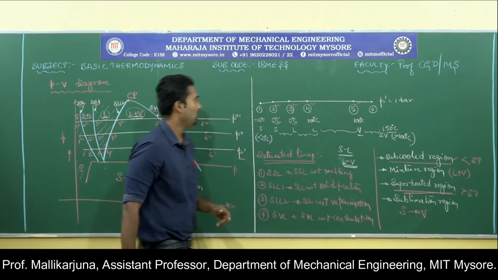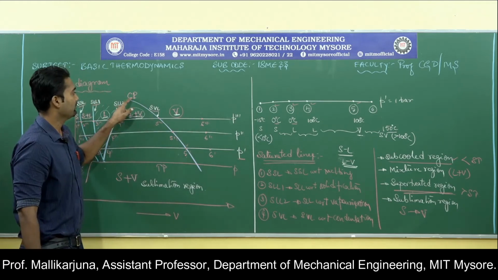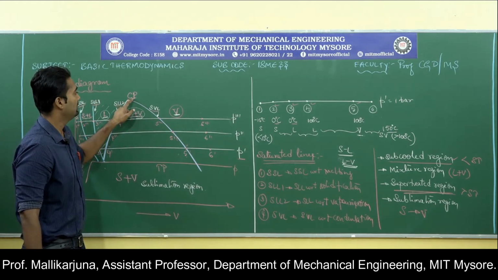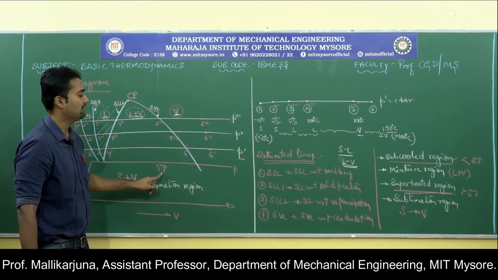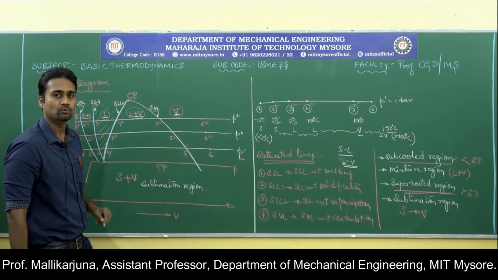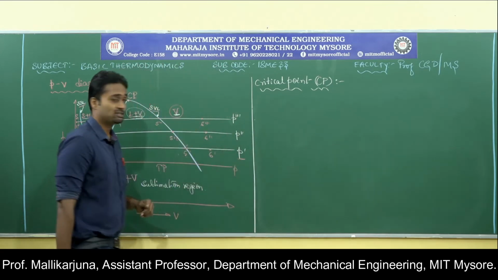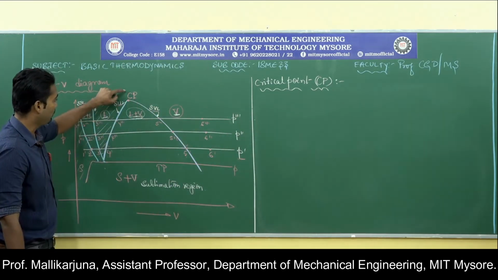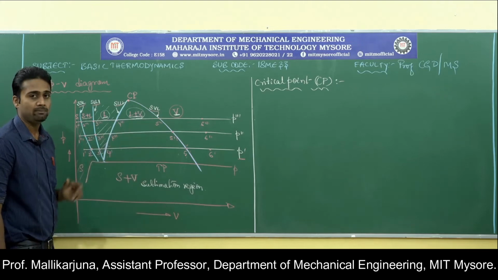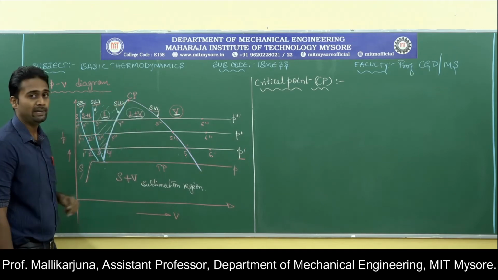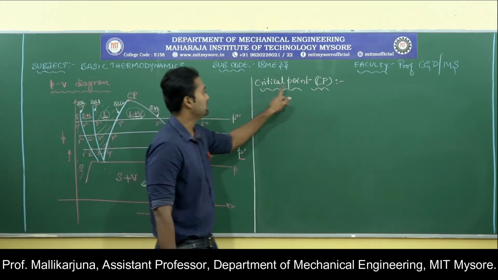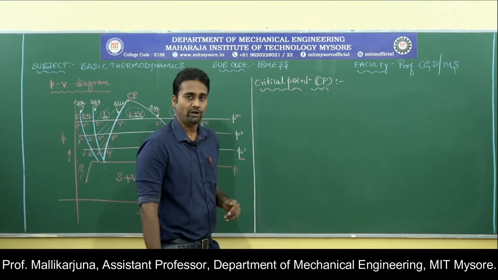Now let us concentrate on the 2 points we have written over here, critical point and triple point. Let us concentrate on these 2 points now. Okay, let us look onto the various points that we have marked over here. One is CP and another one is TP. Let us concentrate on CP now. The expanded form of CP is nothing but critical point.